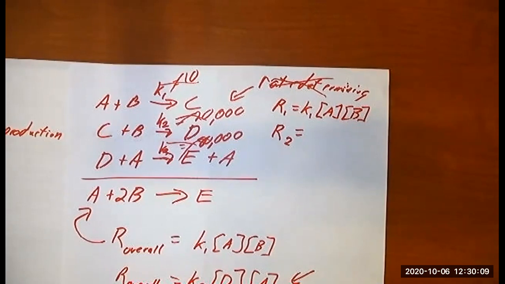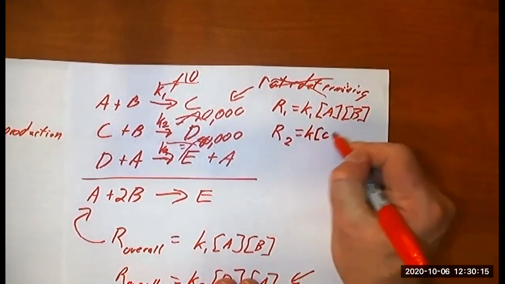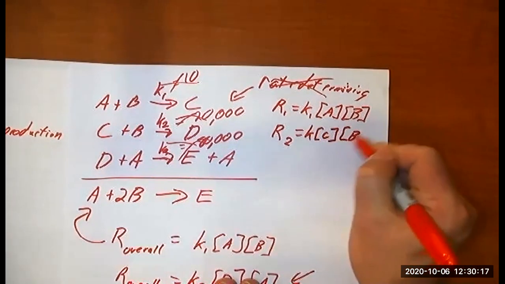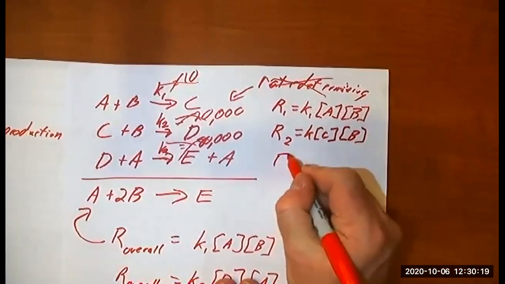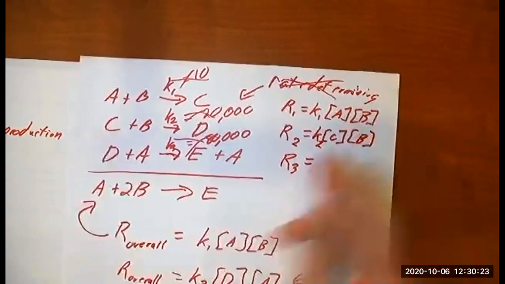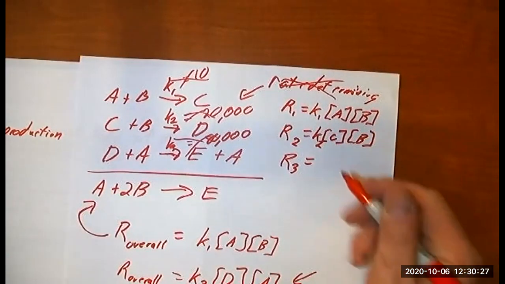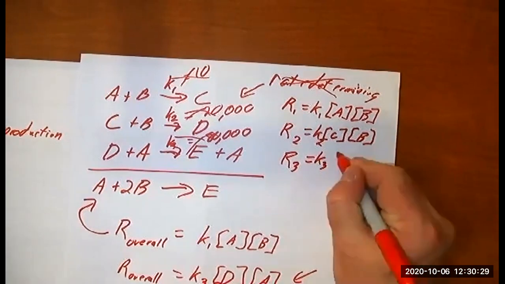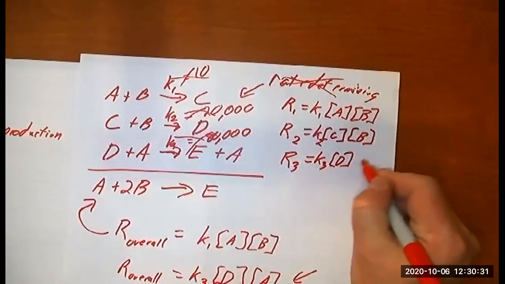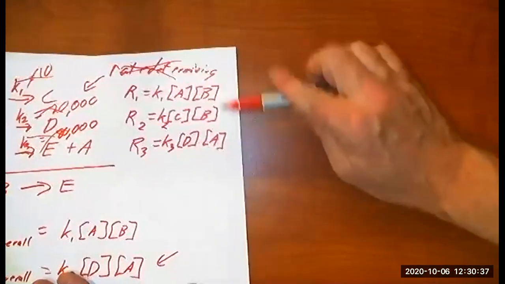Yes. Correct. K2, concentration of C, concentration of B. Somebody tell me R3. Yes. K3, concentration of D, concentration of A. Correct. All right. So we now have those 3 steps.